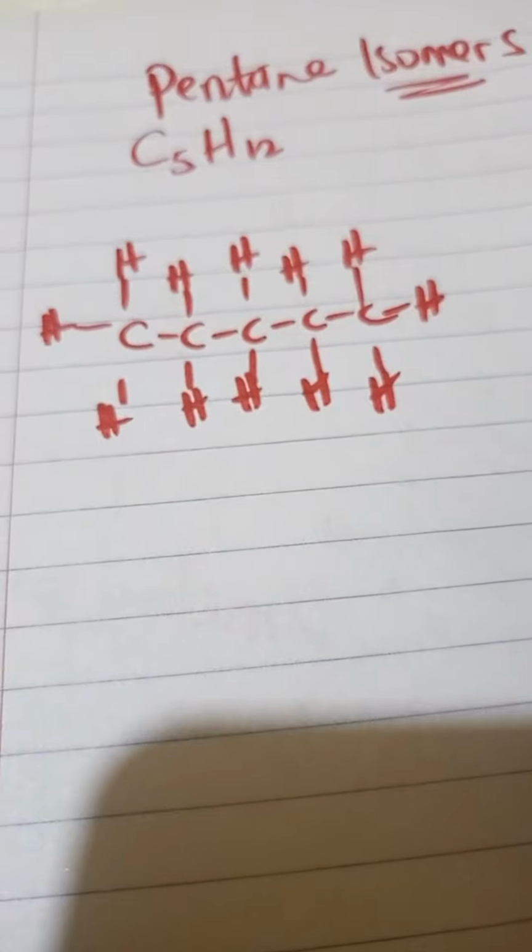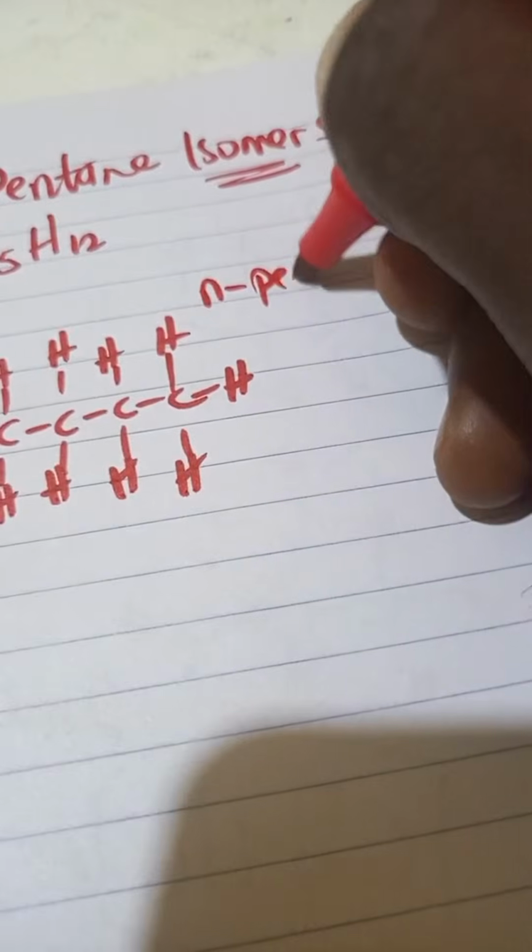Then what will be the next step? I want to get the isomer. The first step, remove 1 carbon. Let's remove this guy. This is normal pentane. So this one is called N-pentane. That means normal pentane. The normal structure. The straight chain. No branches. The road here is straight. See, straight road. No branch. Everybody there on a straight line.